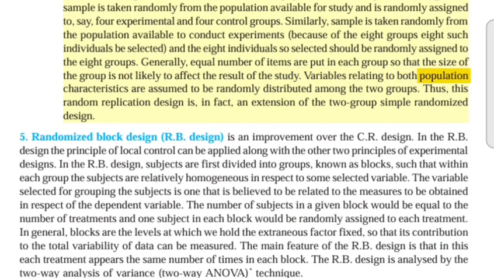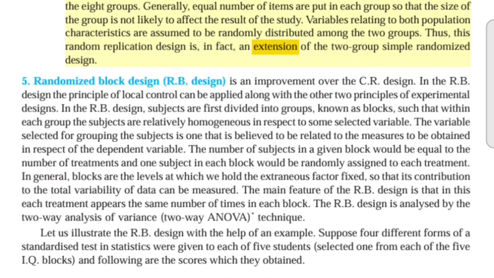Variables relating to both population characteristics are assumed to be randomly distributed among the two groups. Thus, this random replication design is, in fact, an extension of the two-group simple randomized design.